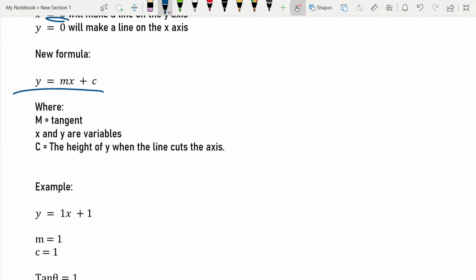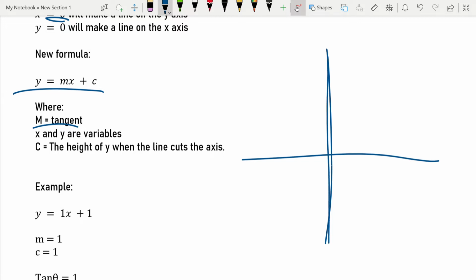All right, so where m is the tangent. Now what's the tangent? m literally just tells how much the line is bent. If you have a line like that, what will m be? It will tell how much this much is, right? That's 90 degrees. So m will be something like that.